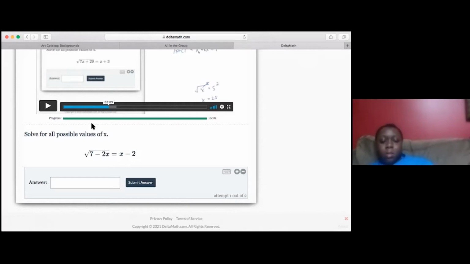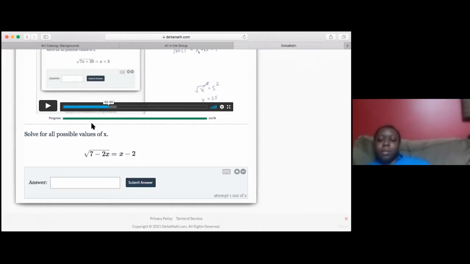All right, so if we check with 3 first, we get 7 minus 6, really, because 2 times 3 is 6 under the square root. So that's really the square root of 1. And then on the other side, we have 3 minus 2, which is 1. So that checks out. So 1 is equal to 1. So 3 should be the answer.